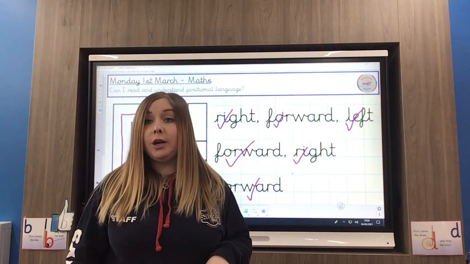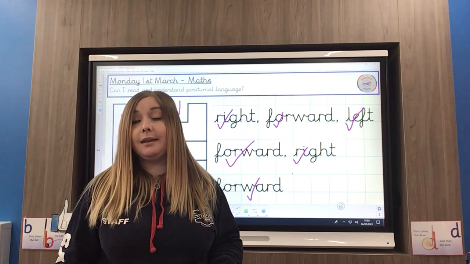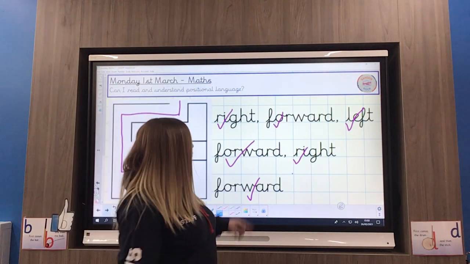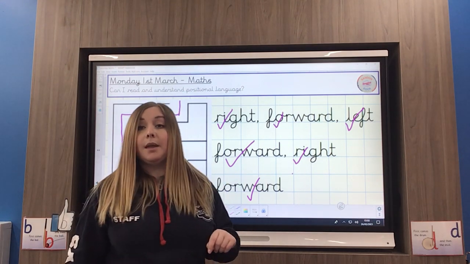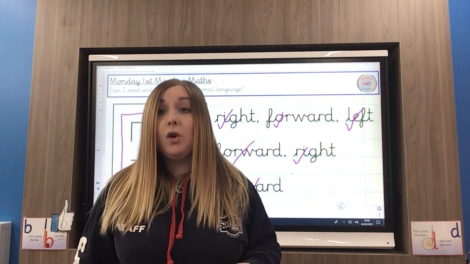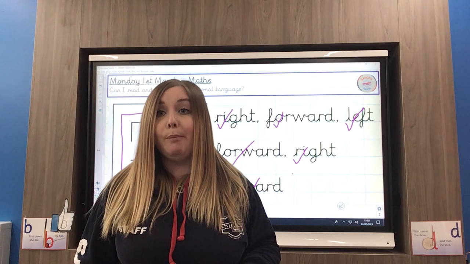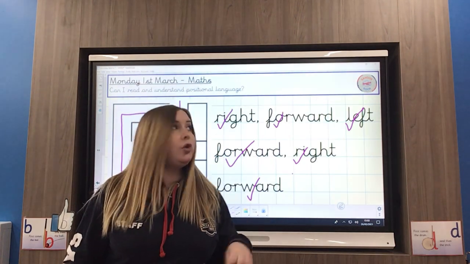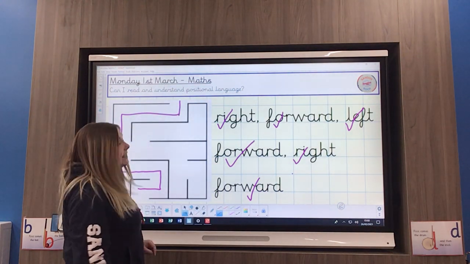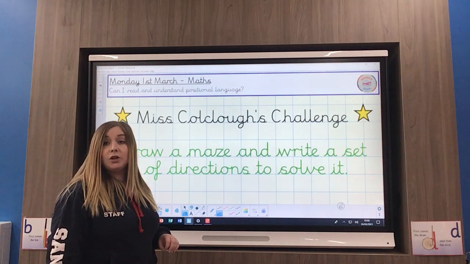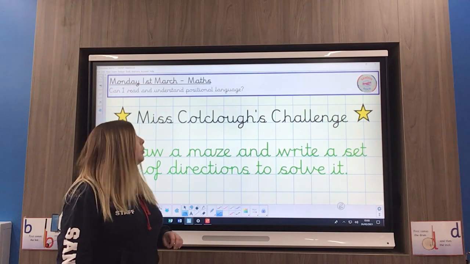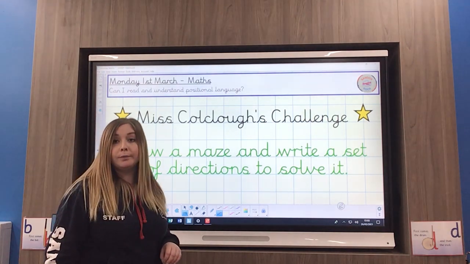And whilst you're working, I want to hear you saying these directions. So we've got right, left, middle, forwards and backwards. I wonder in your challenge how many of those positional language you can use.